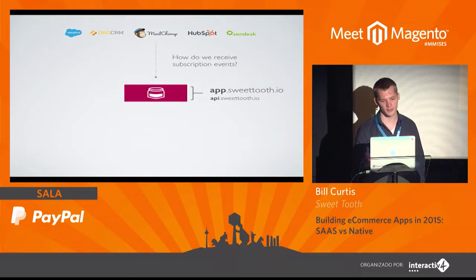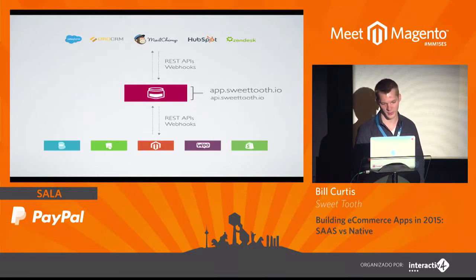And how do we receive subscription events from MailChimp? The same way we register webhooks, we add code in our system to receive these webhooks. So it's pretty similar to the deployed Magento extension, except here's the beauty of it.